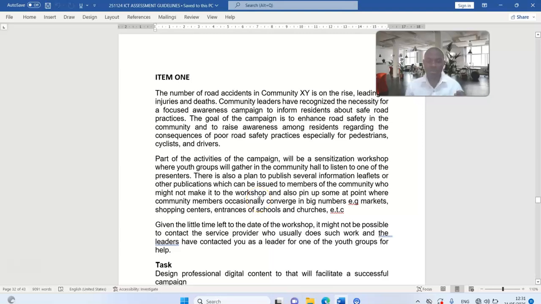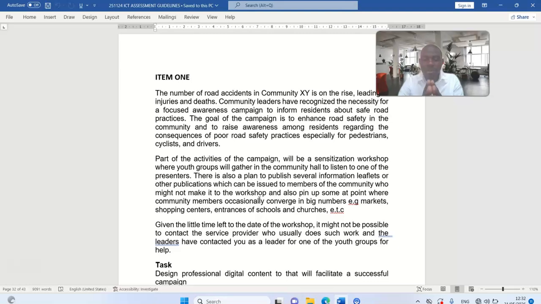So you can see that specifically this item 1 is bringing out a problem that is in a certain community, and they are asking you to be part of the youth leadership that is going to solve it. So as an ICT student, you are supposed to know how you can use your skills of Microsoft Word document, Microsoft PowerPoint presentation, and Microsoft Publisher to help them have a successful campaign.